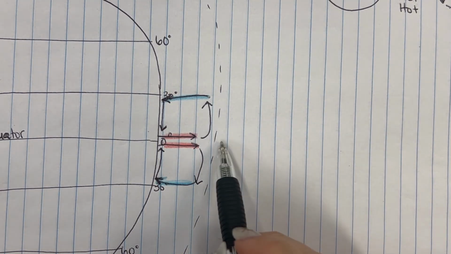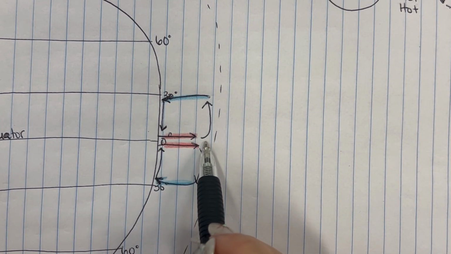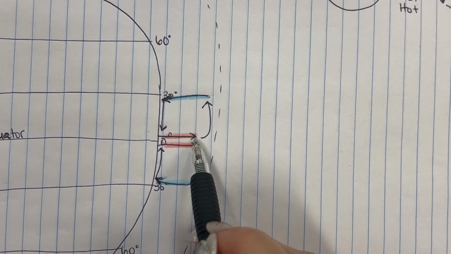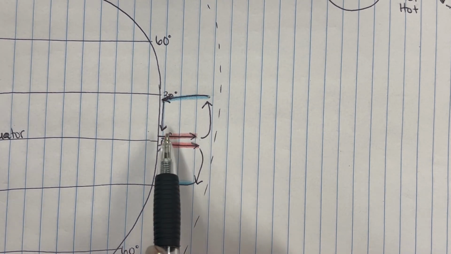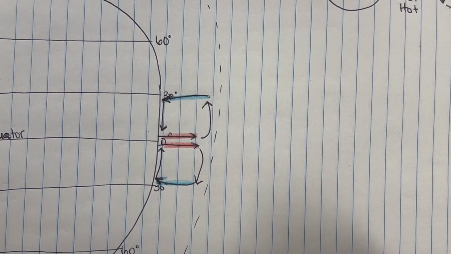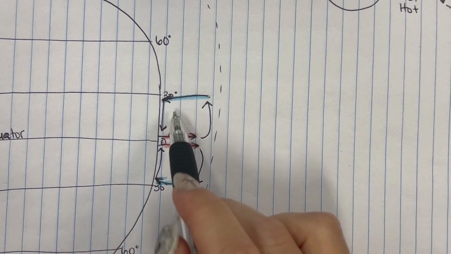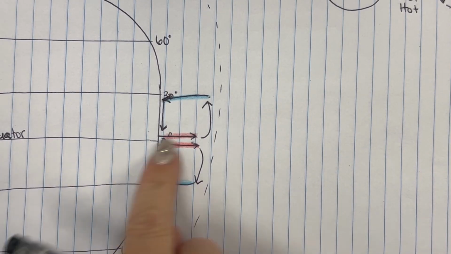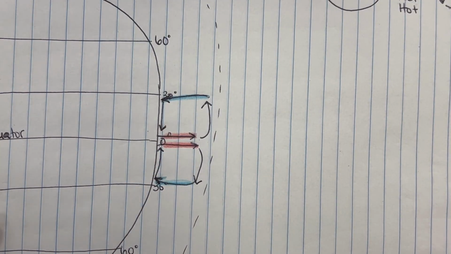Okay. This in the middle right here, this little spot, when we get to global winds, this is a specific area. These are the winds that are called the doldrums. But that's in the next unit. We're just worried about convection cells, circulation patterns, and pressure systems today.